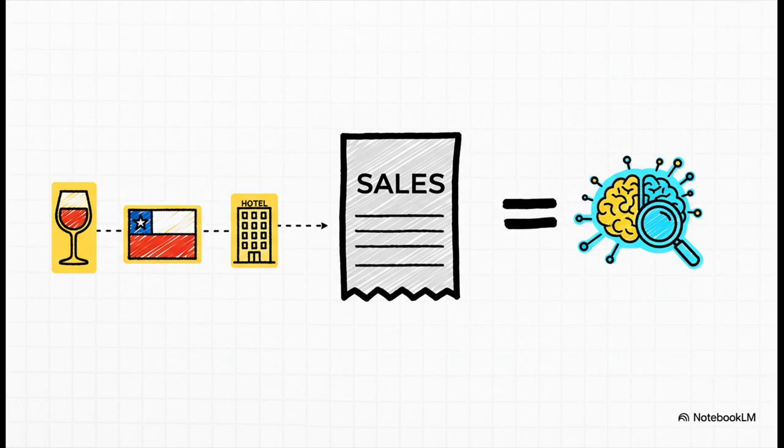Think about one single sale. Instead of just recording $50, you also add a tag for red wine, a tag for Chile as the country of origin, and another tag for hotel as the channel. All of a sudden, that one sale isn't just a number anymore. It's a rich piece of smart, filterable data.